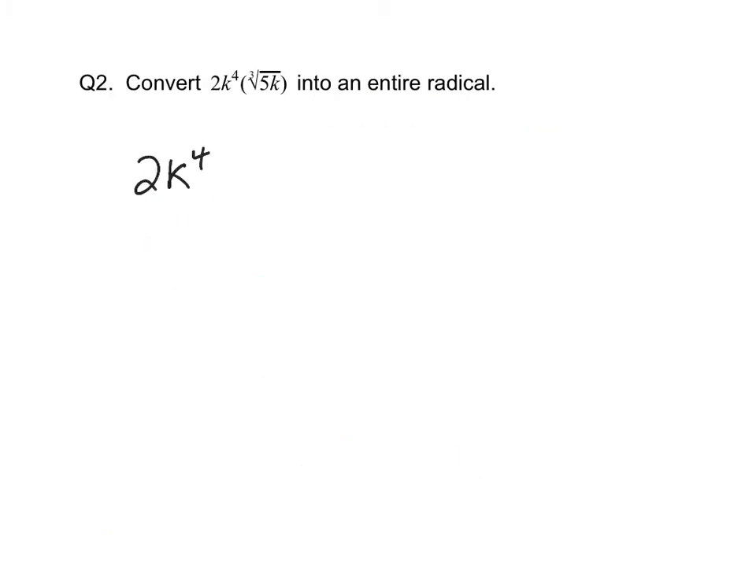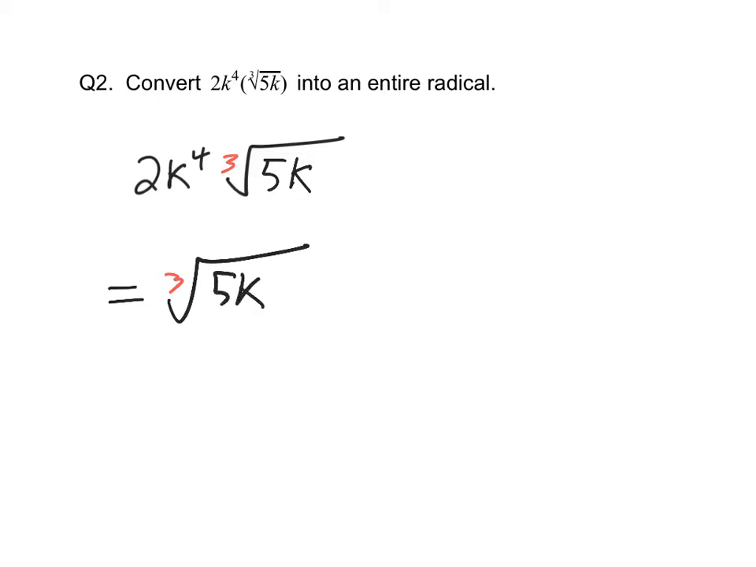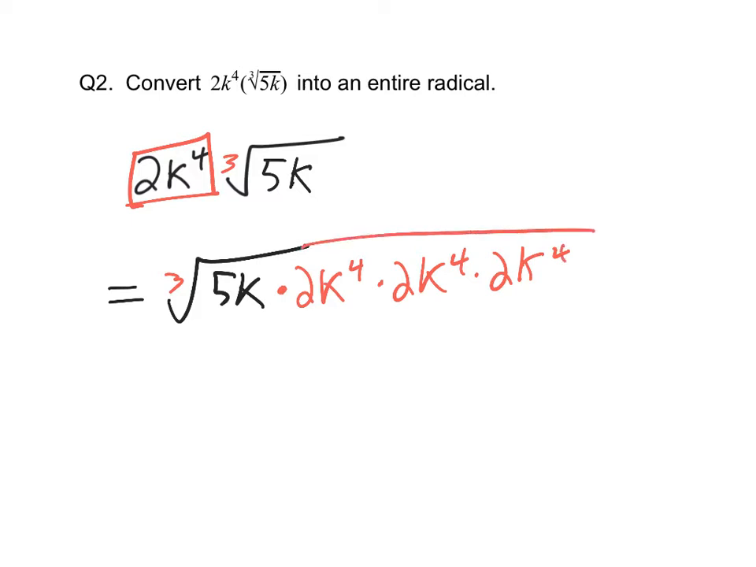Next problem. It may look slightly more complex, but the process is the same. We want to convert 2k to the power of 4 times the cube root of 5k into an entire radical. To convert this into an entire radical, we're going to take a look at what the degree is. In this case, we have a degree of 3. So this 2k to the power of 4, we're going to put 3 copies of it under our radical sign. So we end up with something like this. Now this is in the form of an entire radical.